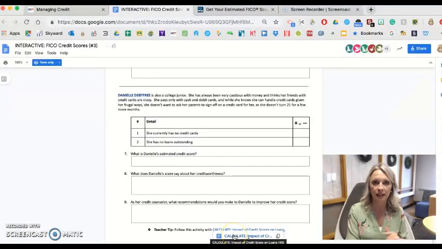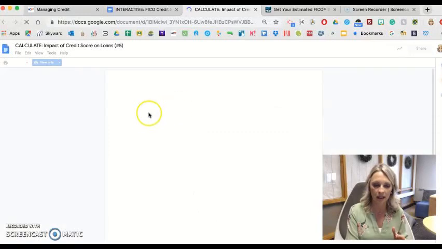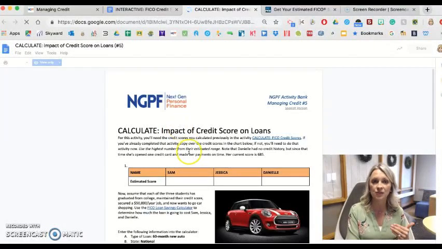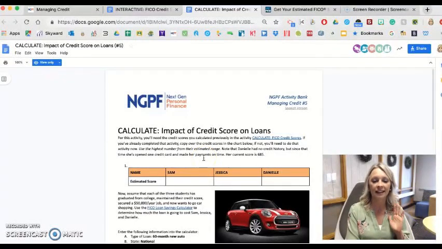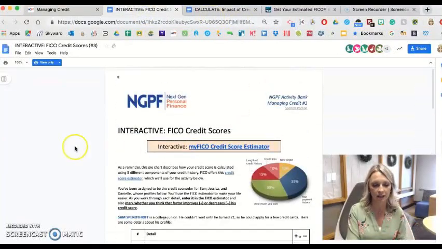I will do a separate teacher tip video on this activity, but just to give you a sneak peek, what it does is it takes those same three characters, Sam, Jessica, and Danielle, and it has them buy the exact same car and the exact same house. And based on their FICO score, they pay different interest rates and pay different amounts in interest. So these two activities merge very well together and are excellent ways to show students how the FICO score is built and then how it impacts their financial life.